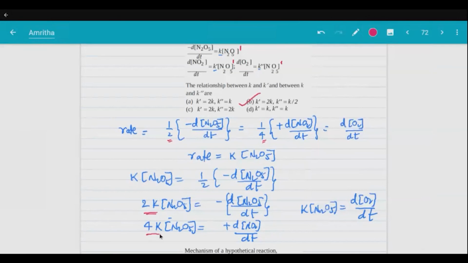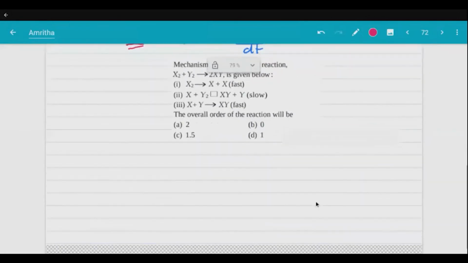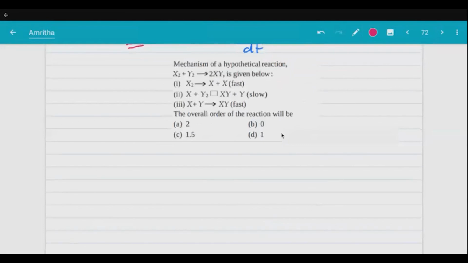So see these coefficients, that's it. Okay. And look at this question now. X2 plus Y2 gives 2XY. Reaction mechanism is given. Fast, slow, fast. Means some of the steps are fast, and one of the steps is slow. When the slow step is given, from that only we'll find out the rate of a reaction.